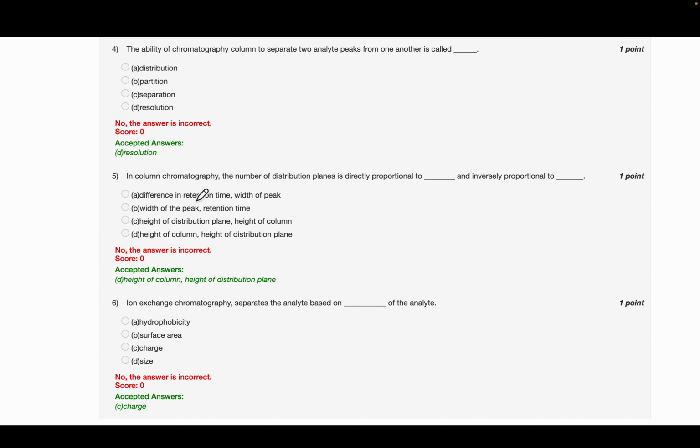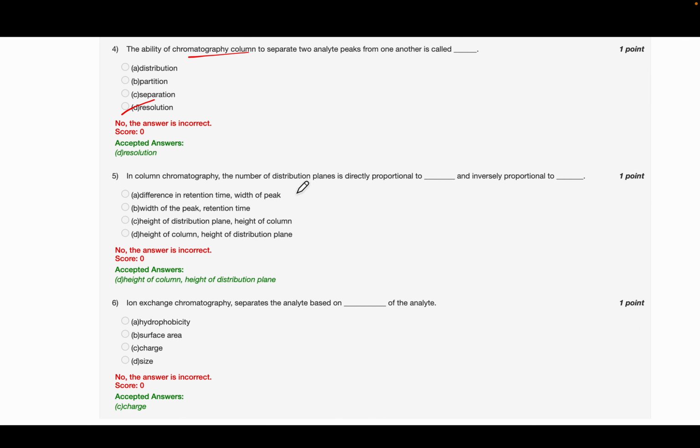Go to the next slide. The ability of a chromatographic column to separate two analyte peaks from one another is called resolution. So it's resolution, it's not separation. Separation is happening, but the ability of the chromatographic column to separate two analyte peaks is called resolution.